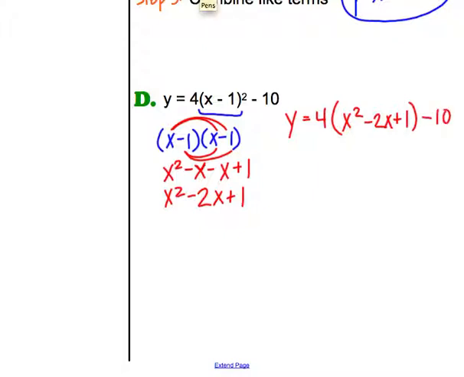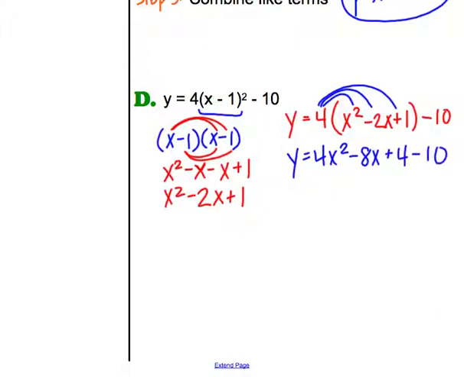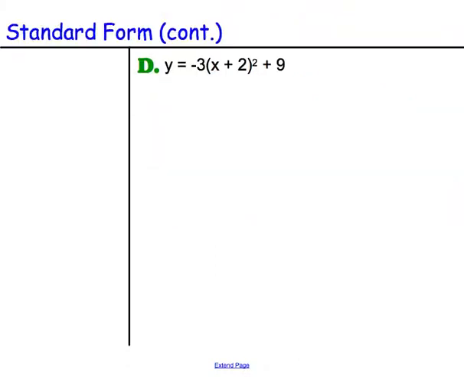So now I have y equals 4 times x squared minus 2x plus 1 minus 10 outside. So now I need to go ahead and distribute the coefficient. So I have y equals 4x squared. 4 times negative 2x is negative 8x. 4 times 1 is 4. And then we have this minus 10. So when I combine these then, I get a final answer of y equals 4x squared minus 8x minus 6. Go ahead and try this one here now that you know how to work with the coefficient, and press play when you're done so you can check your work.